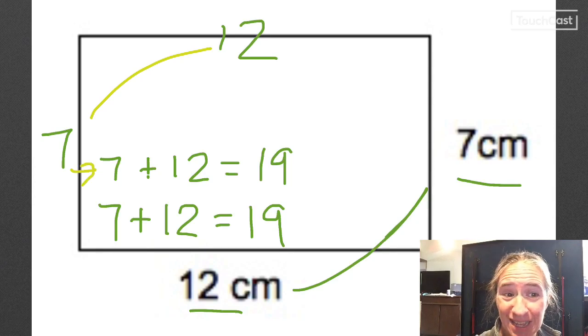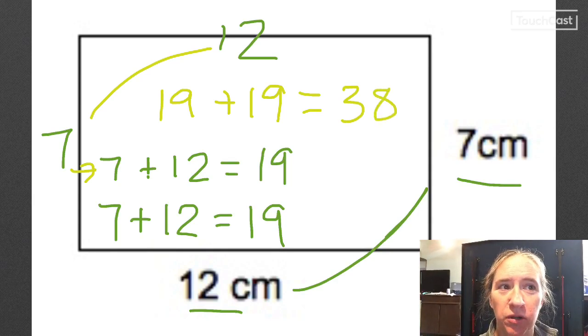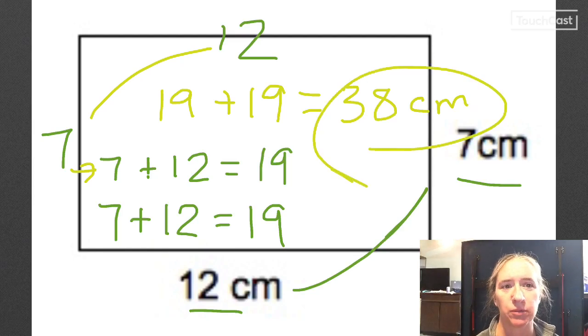And what was my last step? I'm going to add those 19s together. So 19 plus 19 equals 38. 38 what? 38 centimeters. That's my perimeter.